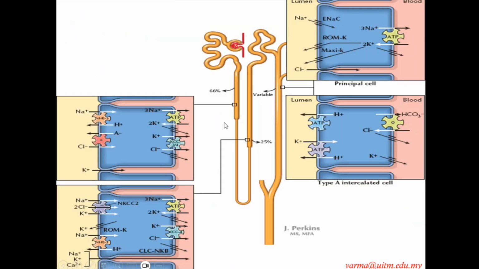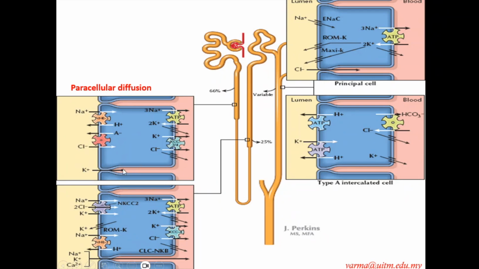As a summary, what happens in PCT? This is PCT potassium handling. Potassium is being reabsorbed via paracellular diffusion. So this is potassium, follow my arrow. Potassium is going down through the paracellular route, between the cells, paracellular diffusion, down the concentration gradient.